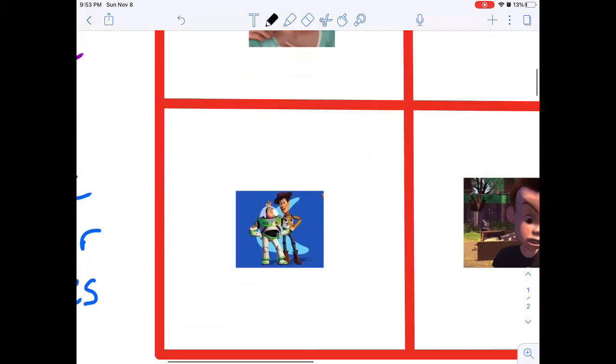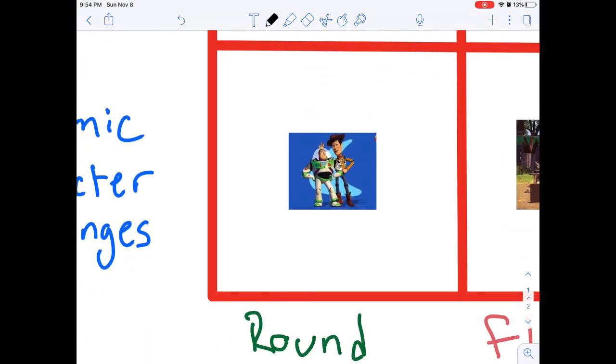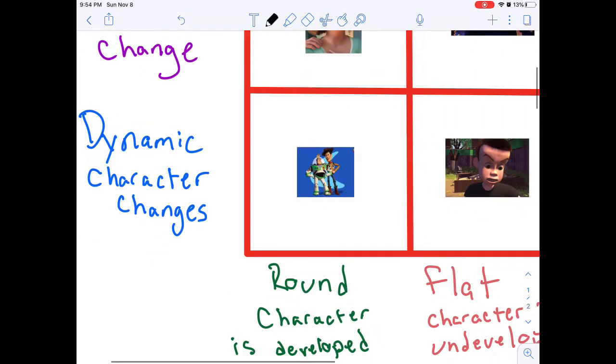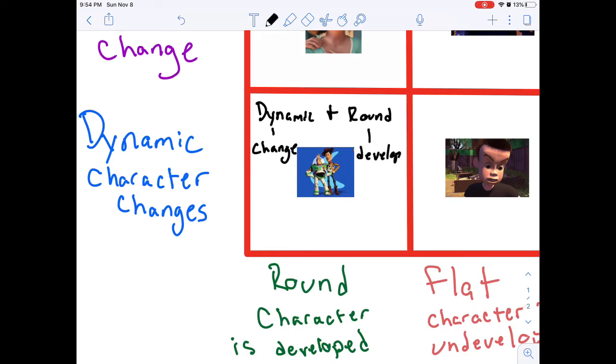Moving on to the bottom left. Here we have Buzz and or Woody. They are both great examples of dynamic, round characters. So go ahead and write that in. They are dynamic and round. And that means that they're dynamic, so they change. The characters change. And they're round, meaning they are developed. So we get to see multiple sides and motivations of them.